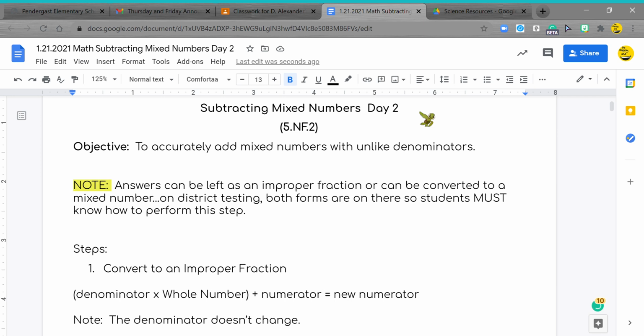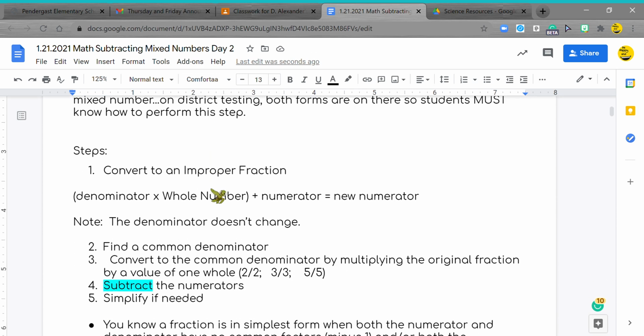Hey you guys, it is Mrs. Alexander, and today we are subtracting mixed numbers, day 2. Remember, we're going to accurately, not add, but subtract mixed numbers with unlike denominators.